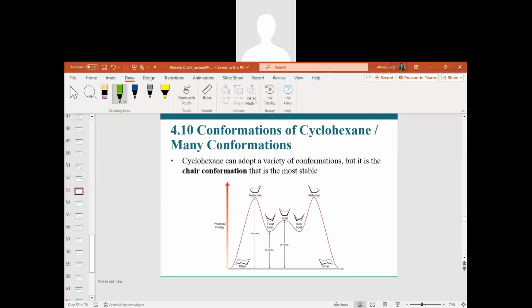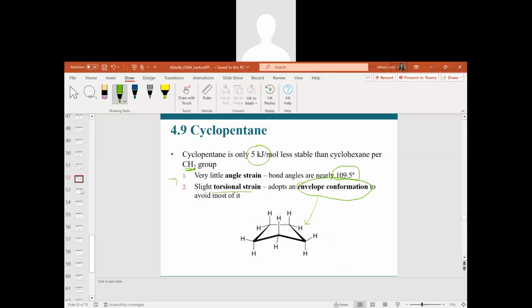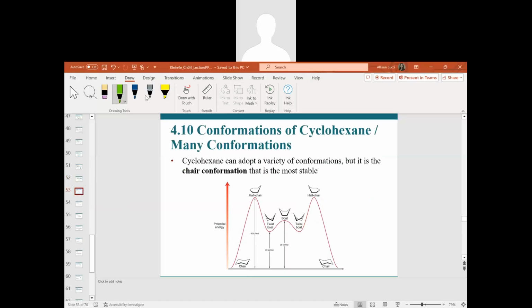So if we were to take a look at cyclohexane, we're going to see that there are many more conformations. So I'm going to reserve a full video for the conformations of cyclohexane, and we'll continue that in the next video.